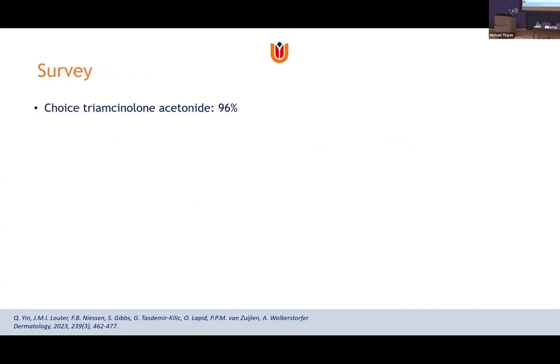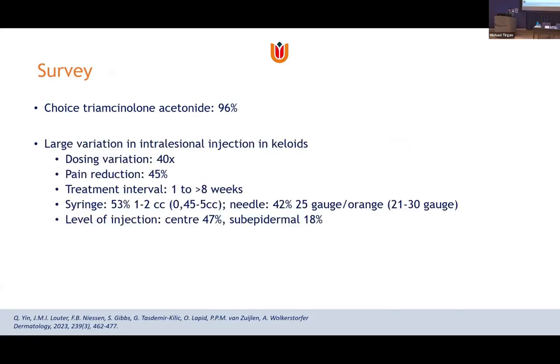So the next step was to look into how things are done in current clinical practice, and we performed a survey study among dermatologists and plastic surgeons in the Netherlands. It appeared that almost everyone would use triamcinolone acetonide as the corticosteroid for injection. However, on all other aspects of intralesional corticosteroid administration, there was a very large variety: in dosing, pain reduction prior to treatment, treatment interval, syringe and needle size choice, and also the location of injection.